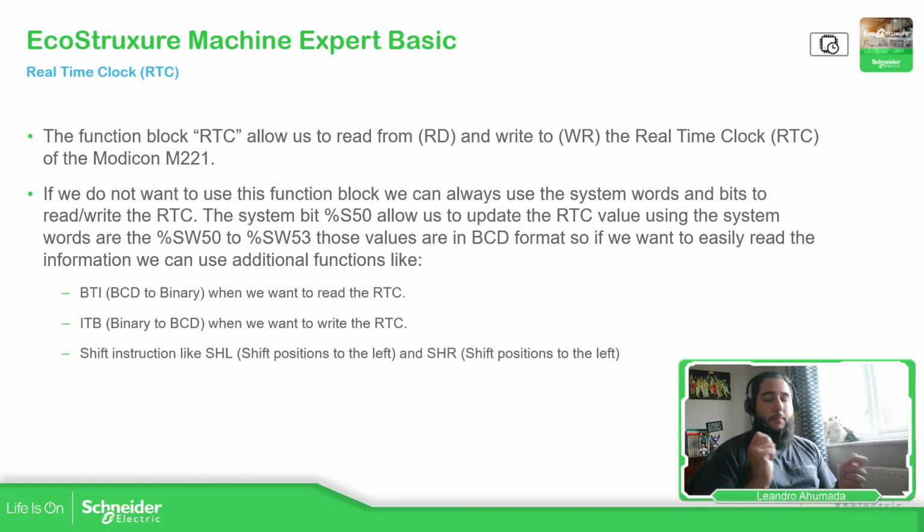And in order to update the date and time of the controller, you need to activate this system bit, which is %S50. In order to avoid that, we can use a function block that we're going to cover in this video. Why explain this? Because in the past, if I'm not wrong, we didn't have this function block, and what we needed to do is read these system words and work with some conversions to change from BCD to binary code and then read the information that we want, like this.